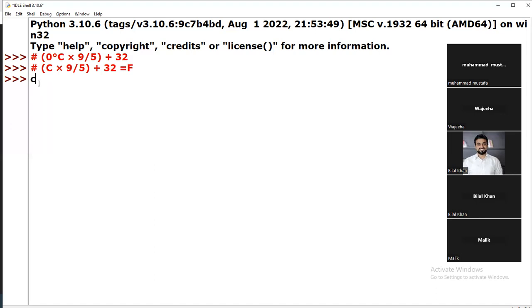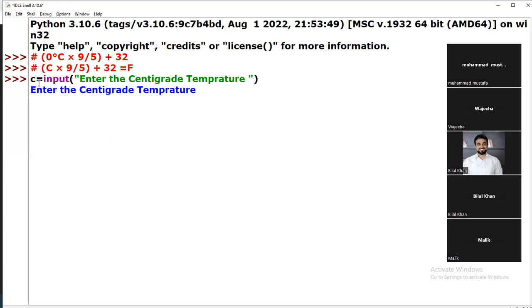We can say that C is equal to input, and the user will enter a value here. So let's say I would say, enter the centigrade temperature. Okay. So a user can enter anything into that. Currently, it does not say whether it is a number or something else.